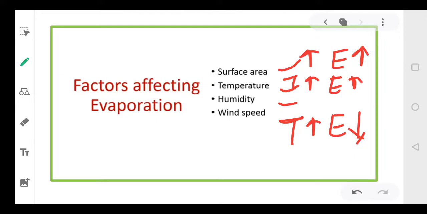लेकिन अगर ह्यूमिडिटी इंक्रीज़ होती है तो इवेपोरेशन डिक्रीज़ करता है. तो दिस इज़ द ओनली फैक्टर जो इंक्रीज़ करेगा तो इवेपोरेशन डिक्रीज़ करेगा. ठीक है, ह्यूमिडिटी ही हमारा एक ऐसा फैक्टर है, जब ह्यूमिडिटी बढ़ती है तो इवेपोरेशन डिक्रीज़ करता है. Is it clear to everyone?